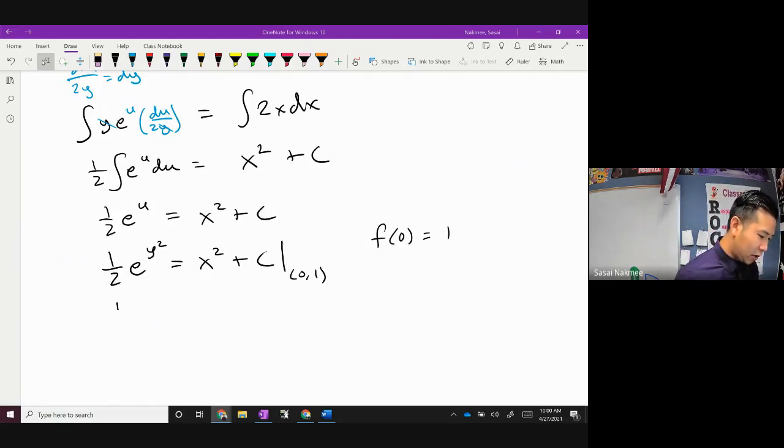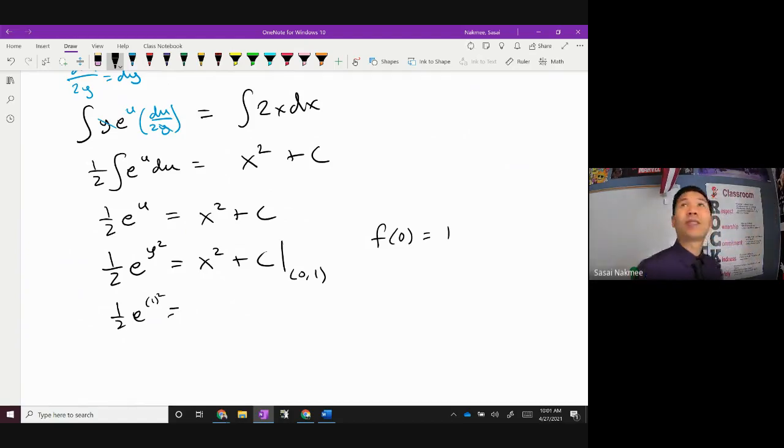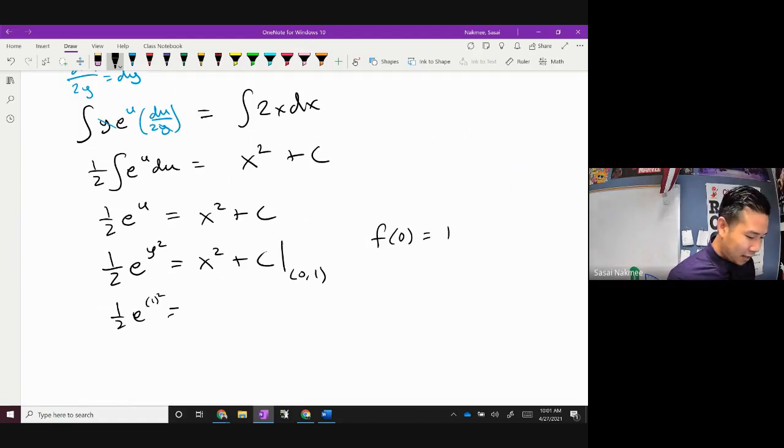So I'm going to have here 1 over 2 e to the 1 squared is equal to 0 squared plus c, which means that e over 2 is equal to c.